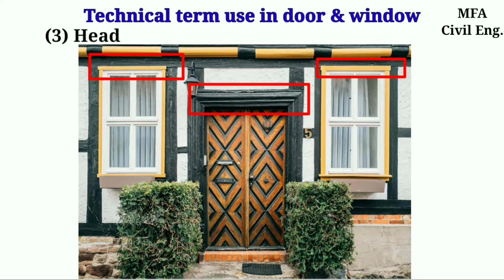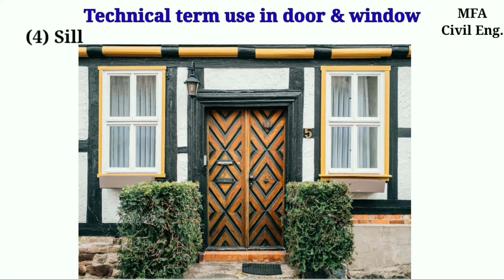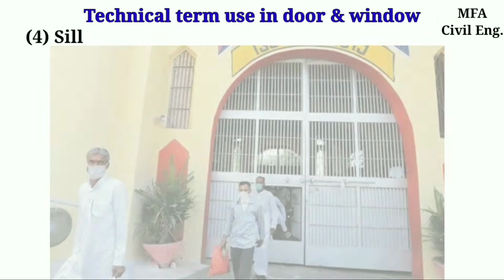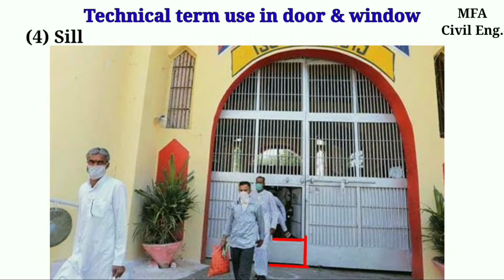Head is the top or uppermost horizontal part of a window or door frame. Sill is the lowermost or bottom horizontal part of a window frame. It is generally not provided in a door frame. If a sill is provided in a door frame, it forms an obstacle while entering or exiting the room.